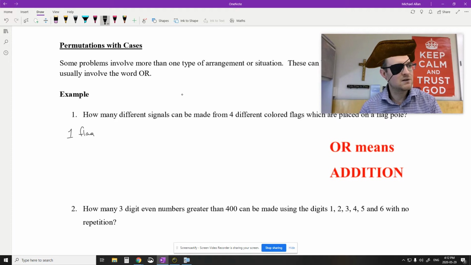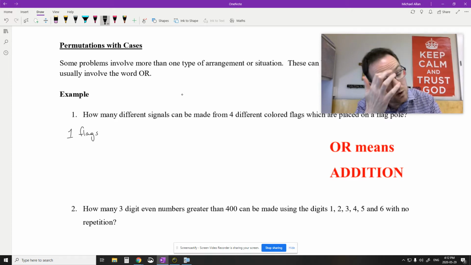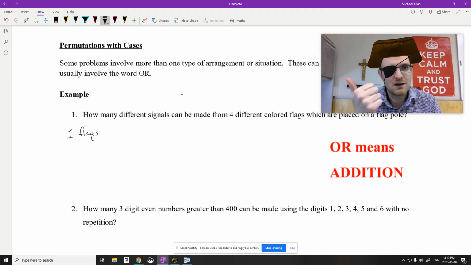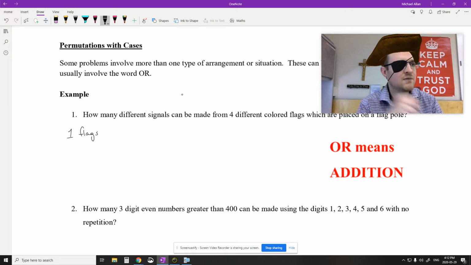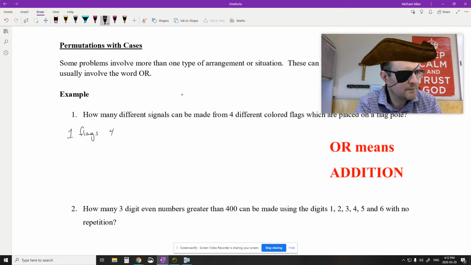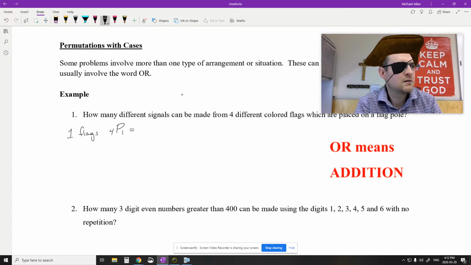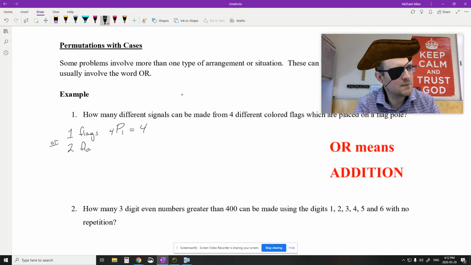How many singles can I make from 1 flag? Well, if I have 4 colors, I could put a red flag up, a white flag up, a black flag up. It's really only 4 ways I could do this. But you can think of this as saying 4P1. I have 4 things. Order matters. I want to pick one of them. So there's 4 ways.